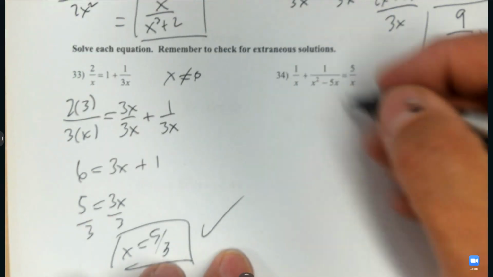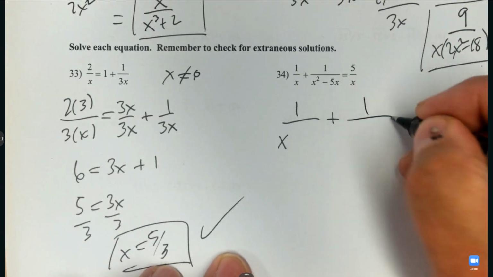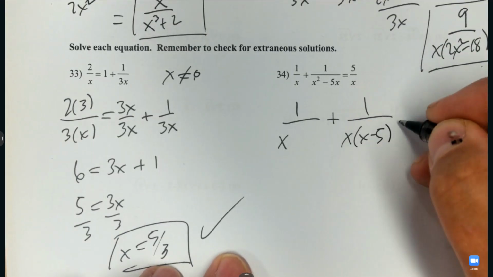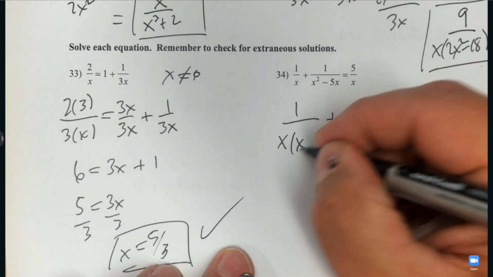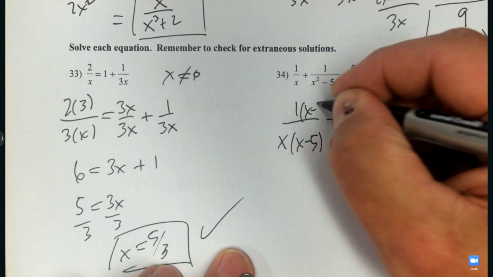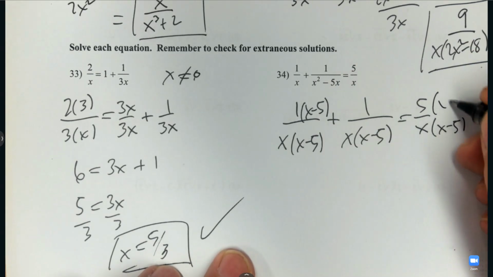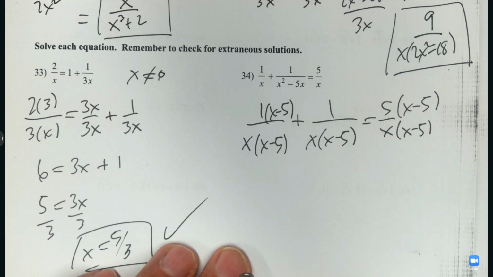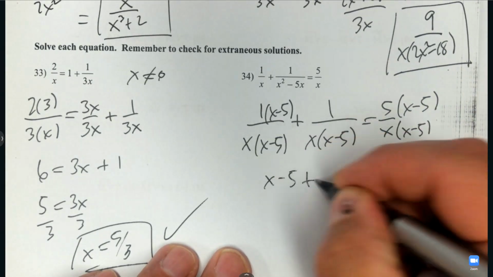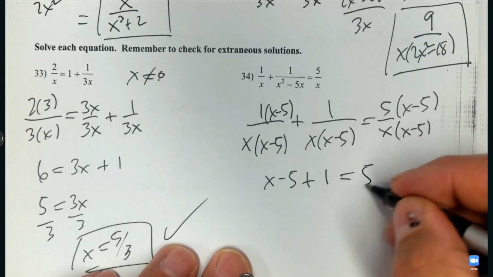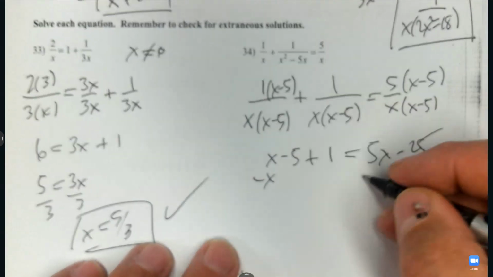So again, I want common denominators. So first step, I'm actually going to factor out an x and see what do I need to do to make them the same. So the first one needs an x minus 5, top and bottom. And the last one needs also an x minus 5, top and bottom. Now, the denominators are the same, so I just write the numerator. So 1 times x minus 5 plus 1, and then distribute, which is 5x minus 25. Then solve it. So we're going to subtract x.